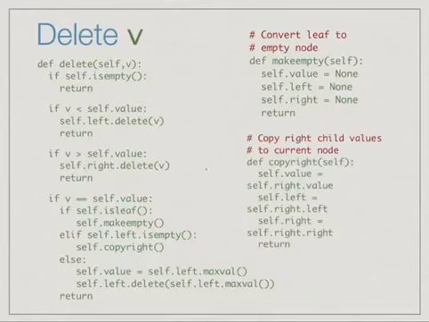And now the copy right function just takes everything from the right and moves it up. So it takes the right value and makes it the current value, the right dot left and makes it the left. So we just take basically this node and copy these values one by one here. So we copy right dot value to the current value, right dot left to the current left, right dot right to the current right.